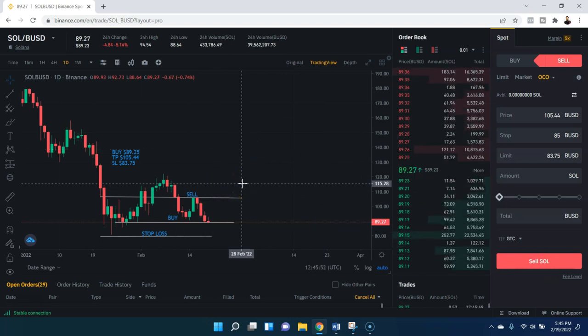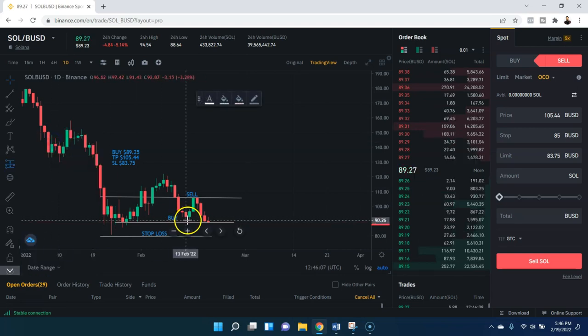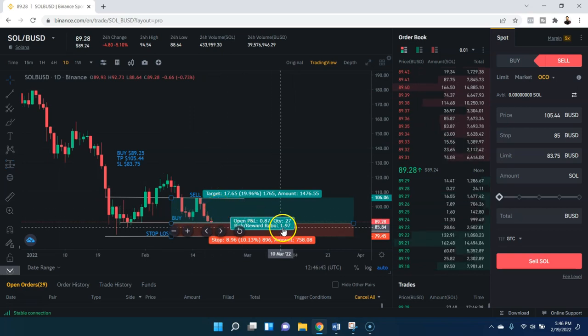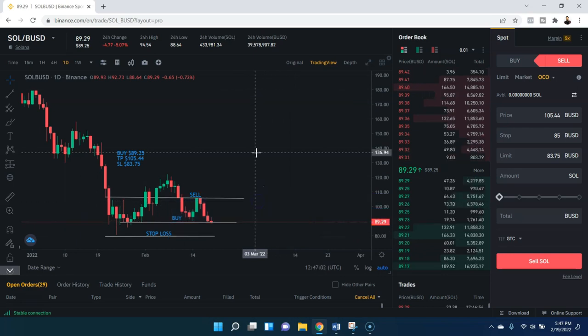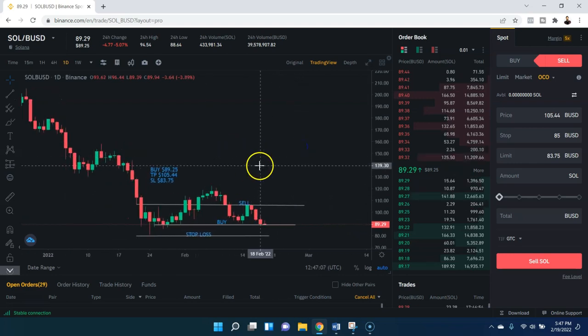This is a very useful tool that should be used by every trader. It automates your trading journey. It also helps you to manage your risks. Let me show you the risk to reward ratio for this trade setup. You can clearly see that the risk to reward ratio is 1.97. That means if I have invested $1, I am expecting $1.97 in return.